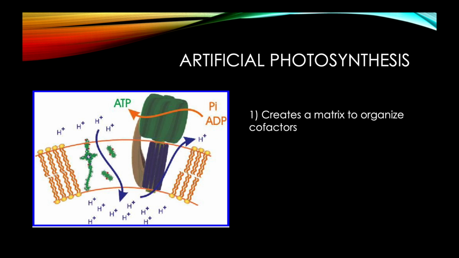The membrane here is vital for two reasons. First, it creates a matrix to organize the cofactors, the organic molecules and the ATP synthase. And secondly, it enables the generation of a proton gradient, necessary to drive the ATP production. The result is a simple yet elegant replication of one of the most important processes ever developed that is responsible for life as we know it, built upon a biomimetic membrane system.